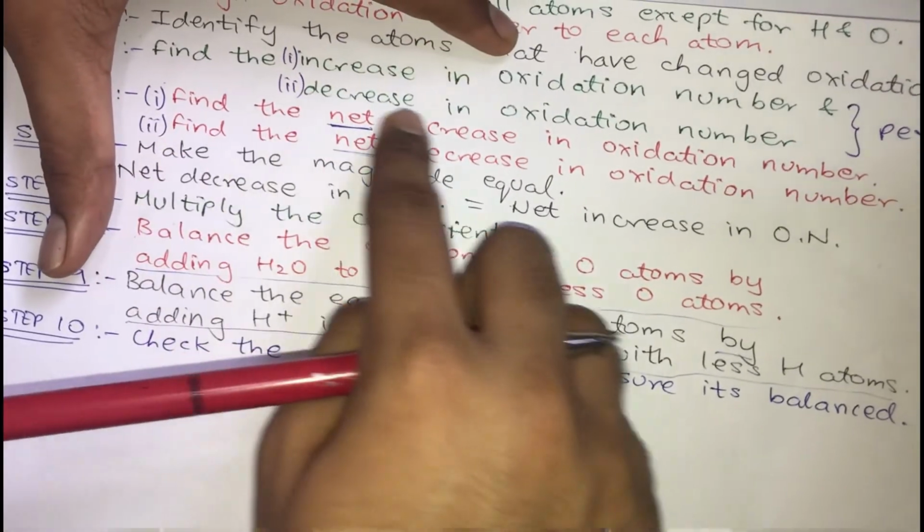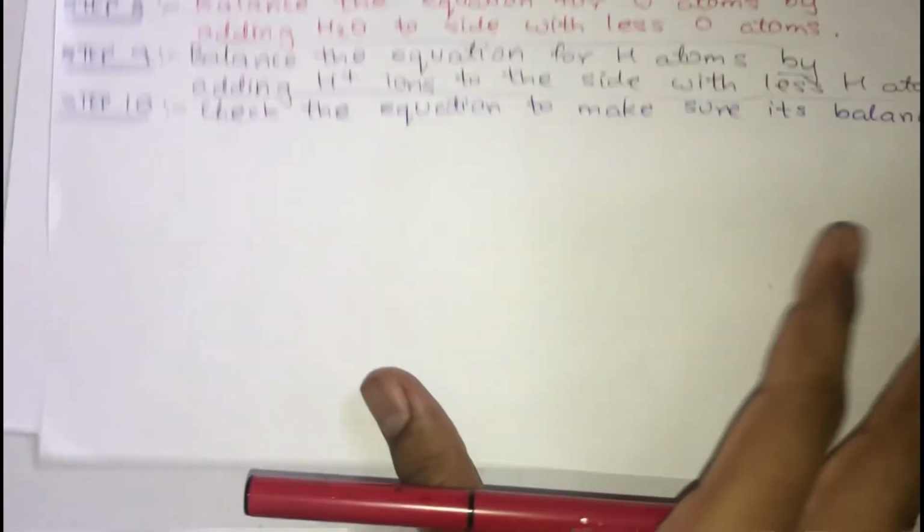Then find the decrease in oxidation number. Decrease in oxidation number.